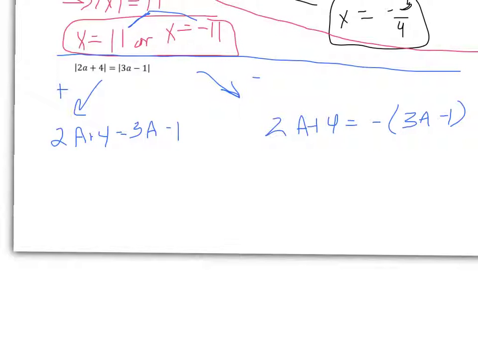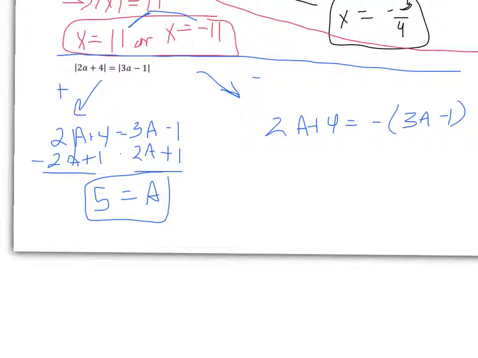So I'm going to move the a's to the left here, so subtracting 2a's. So if I'm moving the a's to the right, I'm going to move the numbers to the left, so add 1. Those cancel, we get 5. 3a minus a is a. 1's cancel. So we get a equals 5. Okay? So that's one of the solutions.